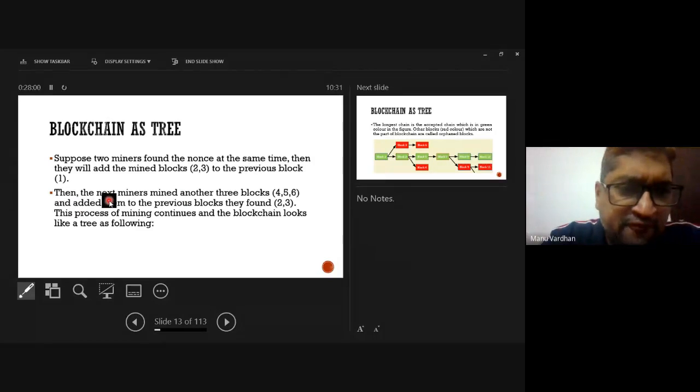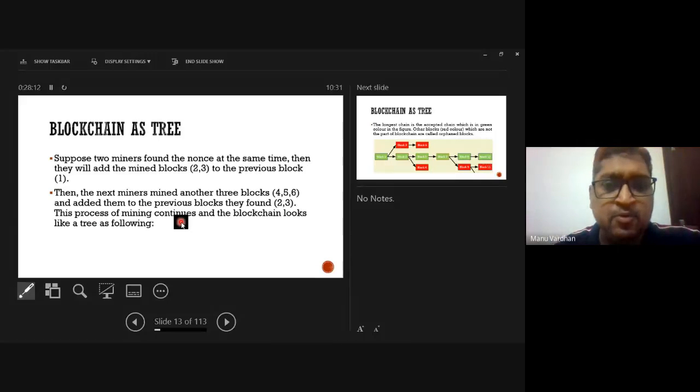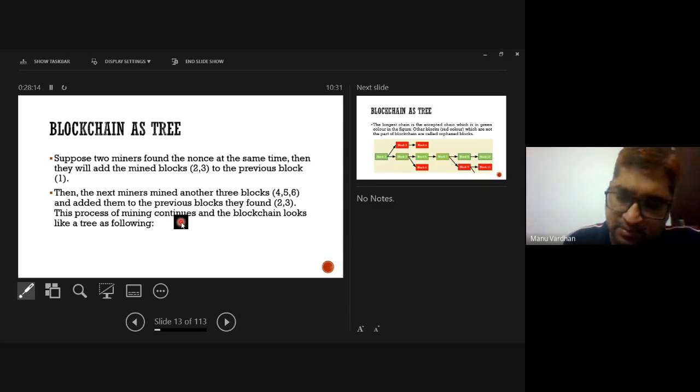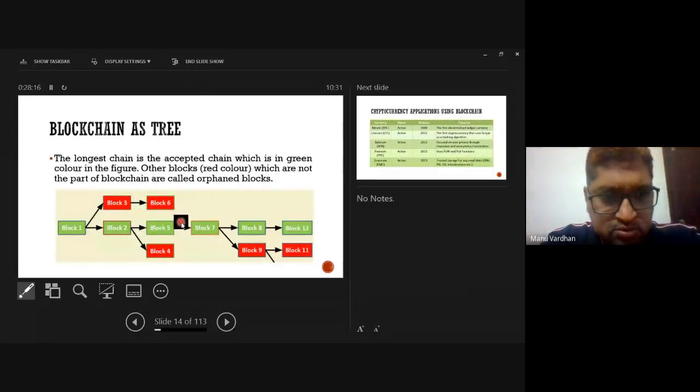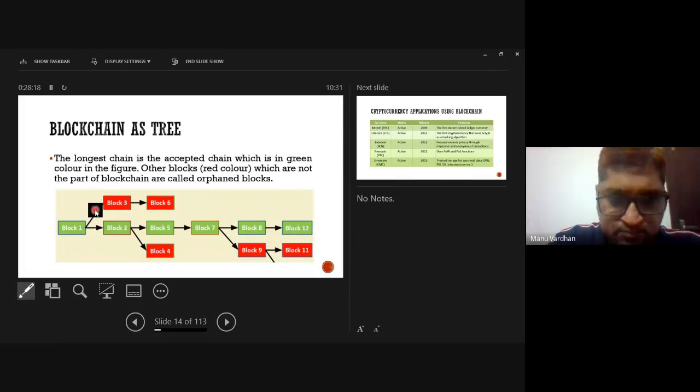Then again we have a few other miners. The next miner mined the 3 blocks 4, 5, 6 and added them to the previous blocks they found, 2 and 3. This process of mining continues and the blockchain looks like a tree, as shown. So this is how it looks.